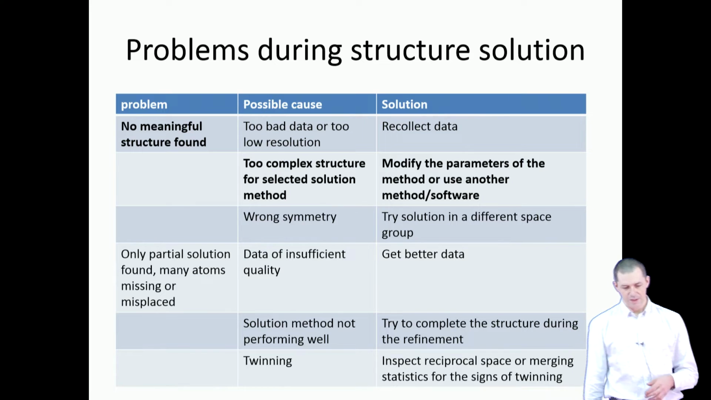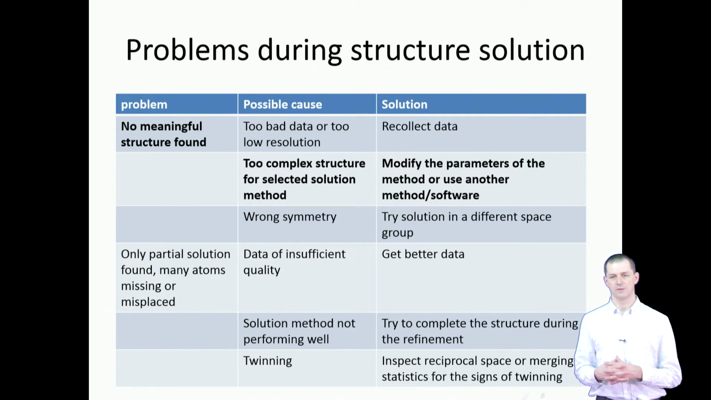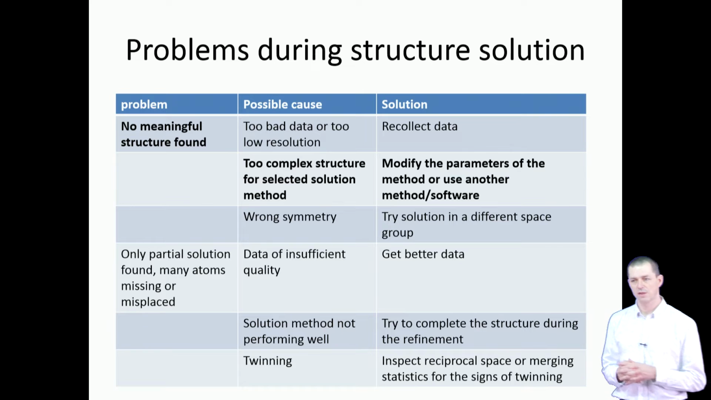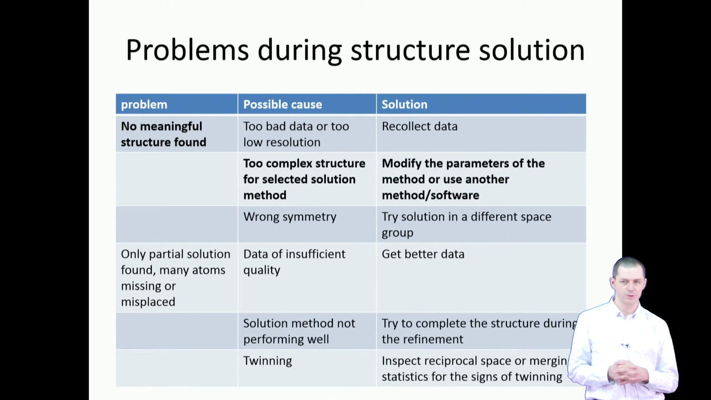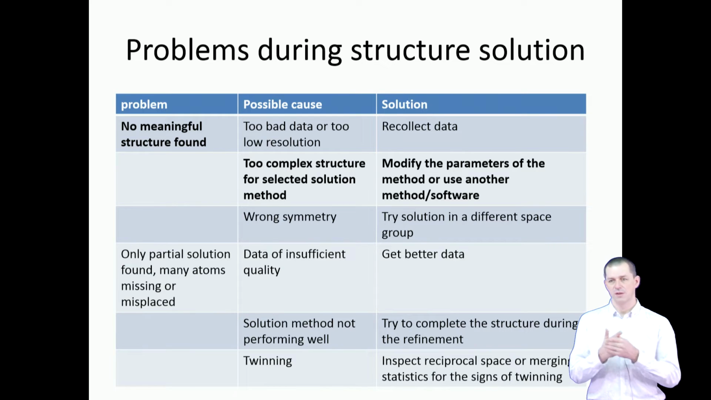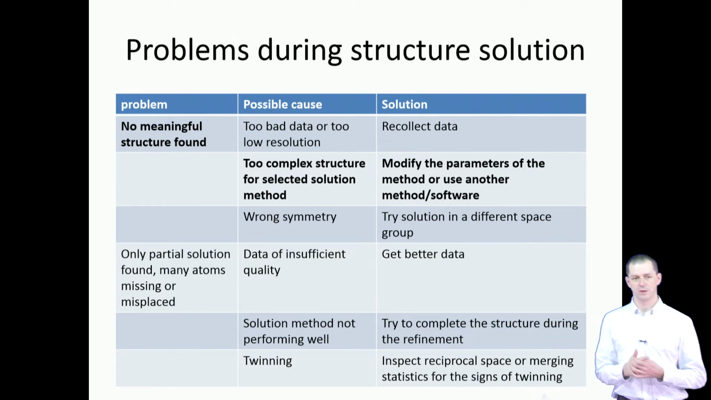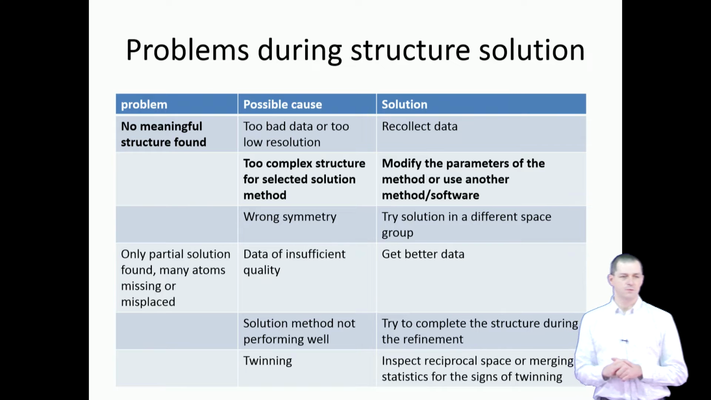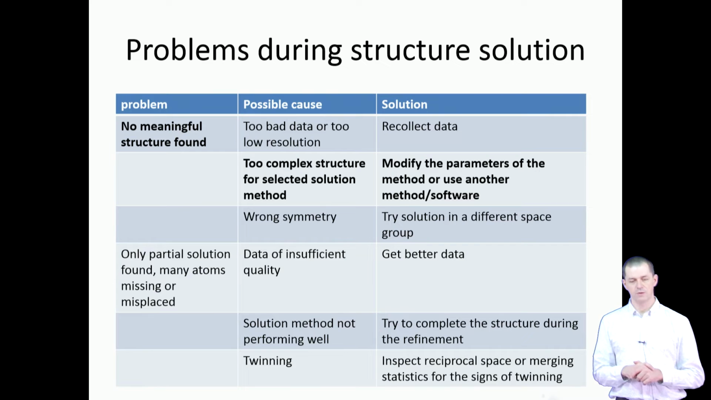Another possibility is that the structure is simply too complex for the selected method. Too complex may mean too large, too many atoms in the asymmetric unit, or it may have special features like all light atoms, lack of inversion center. These are two features in the structure that make the structure solution difficult. In such case, you may modify the parameters of the method, but for that you need to know a little bit more about the program that you are using to solve the structure, or you can simply use another method or software.